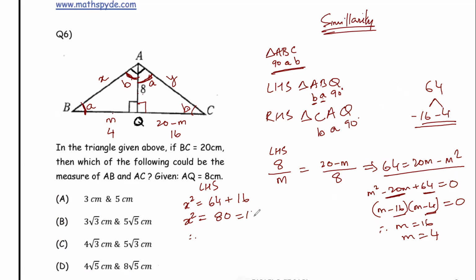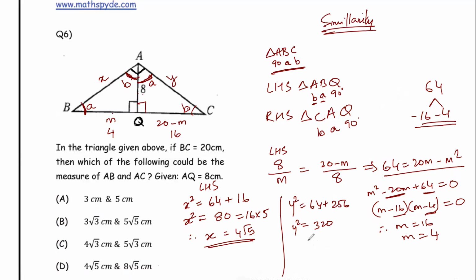Yeah, and 80 is 16 into 5. So we know x is 4 root 5. Similarly, y square we know is 64 plus 16 square, that is 256 plus 64, which is 320. So y square is 320.